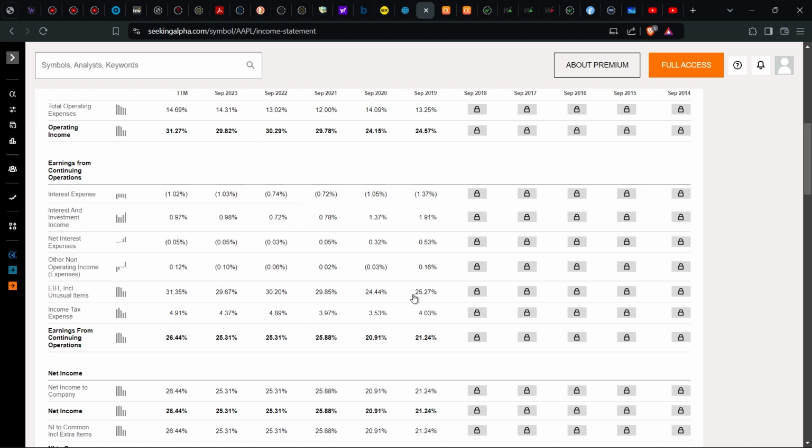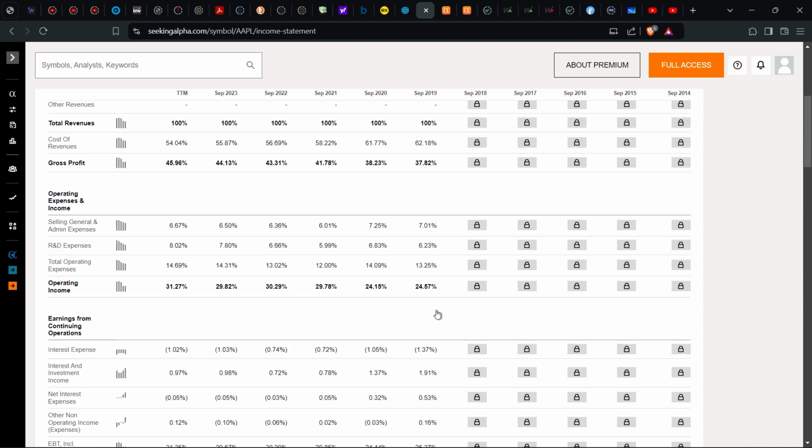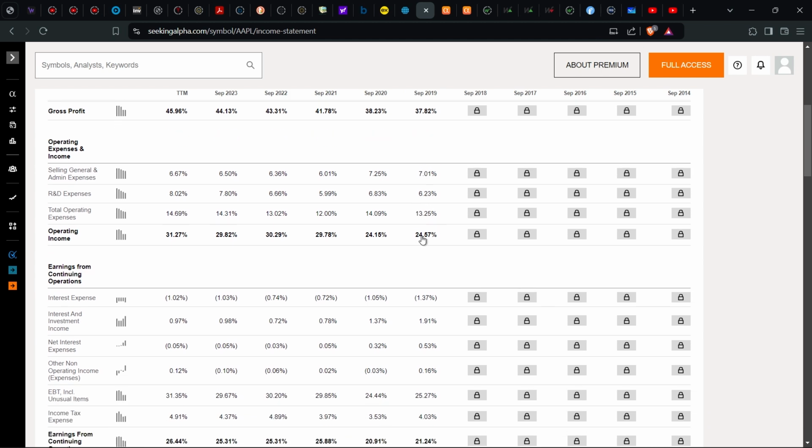Now this number means for every $100 the company earned as revenue, they only retained 25% of that to be taxed, right? Yeah, and then the tax here was 4% of the total revenue, meaning for every $100 the company gained, 4% or $4 was going to taxes. So after you have deducted cost of revenue, you get 37. After you deducted operating expenses, you get 24.